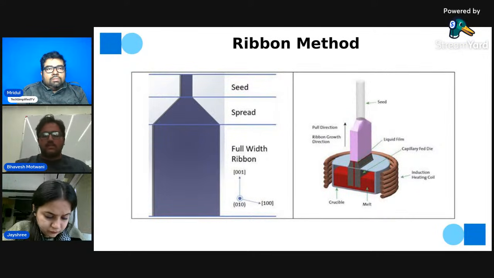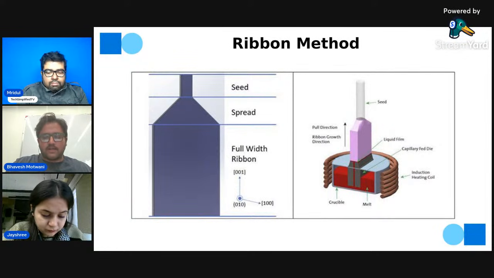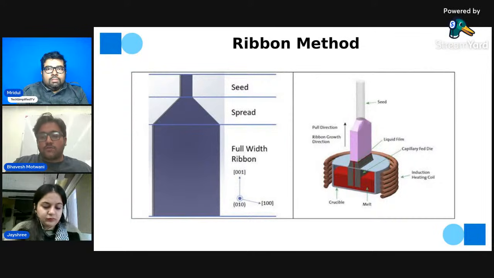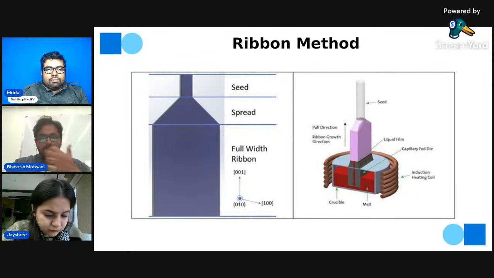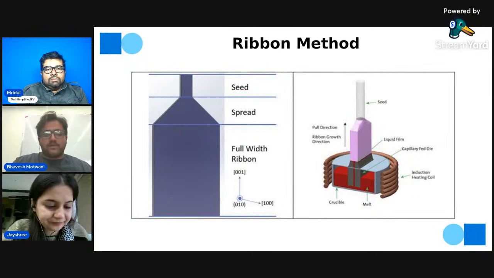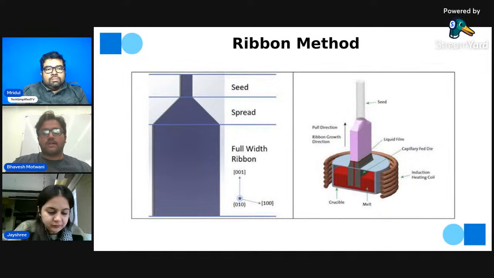As you can see in this image, there is a crucible. The crucible can be graphite or any quartz material, and there is a polysilicon material which is melted, and we can use the seed crystal for giving a proper orientation. The seed is pulled upwards, and with the capillary fed die we can get it upwards. Then there is an induction heating coil which will melt the whole polysilicon rocks, and it is pulled upward through the die.